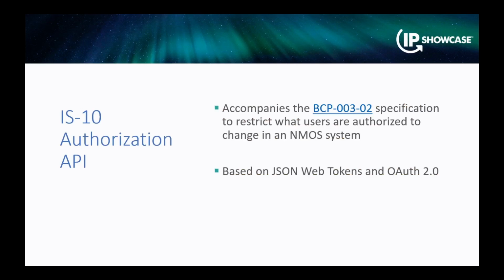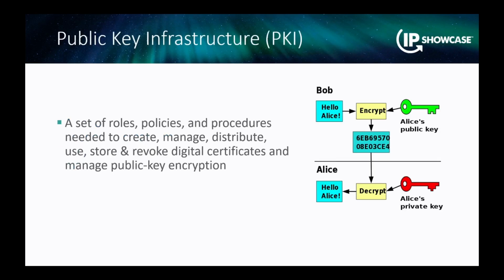Okay, and then we have IS-10, which kind of ties this all together with this authorization built around some industry standard techniques like JSON Web Tokens and this OAuth authentication system. So let me just step back a little bit and talk about the underlying structure of how this all is protected. It's a system called PKI, Public Key Infrastructure, and the way PKI works is you've got a way where you can provide these keys, public keys and private keys, to protect data, and this is the way web traffic is protected, and this is the way secure NMOS is protected.